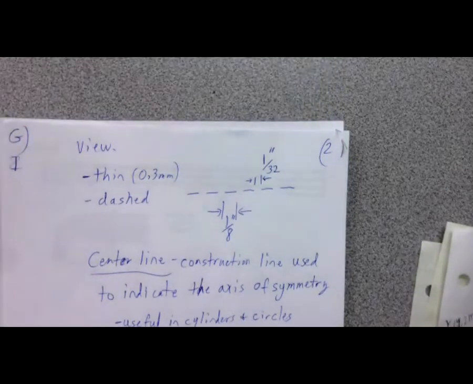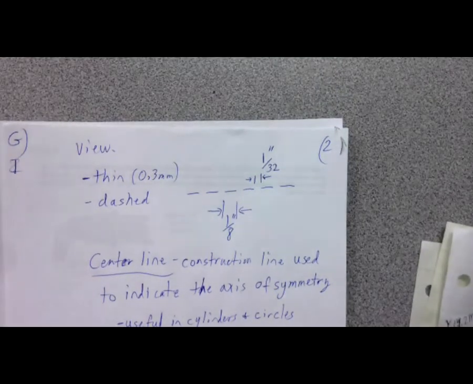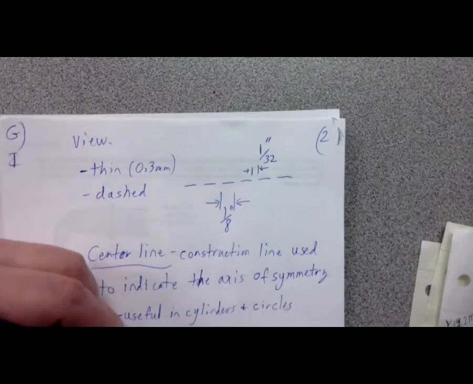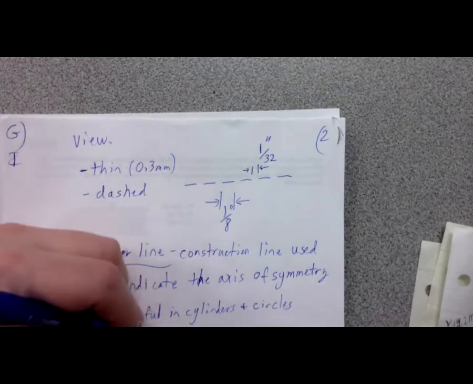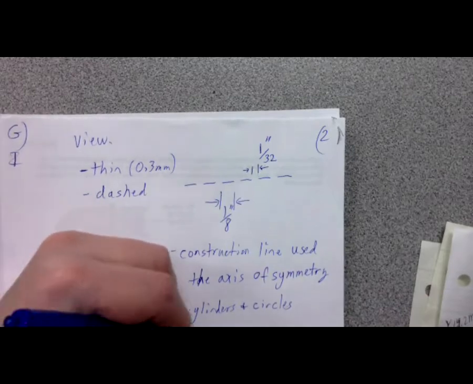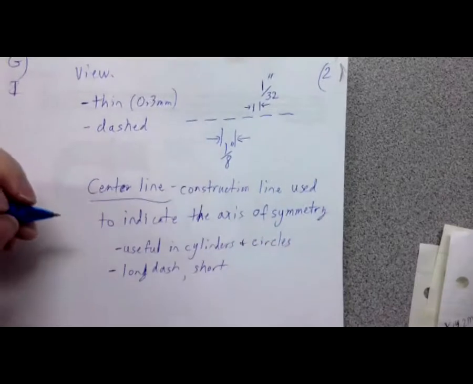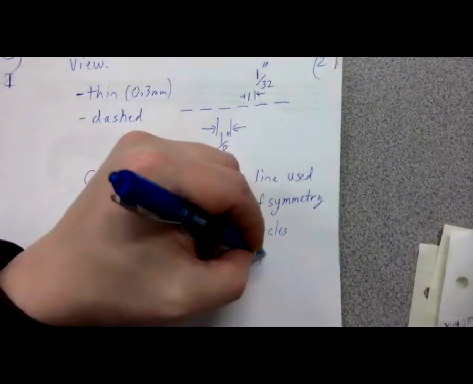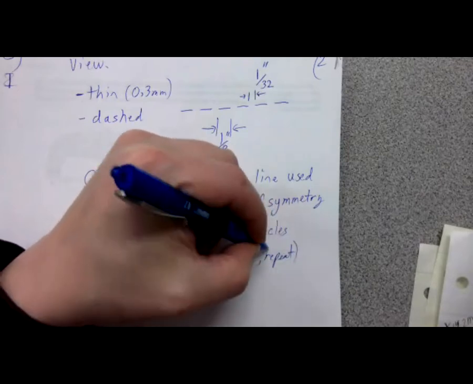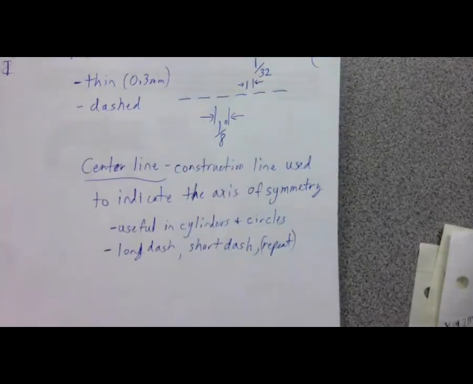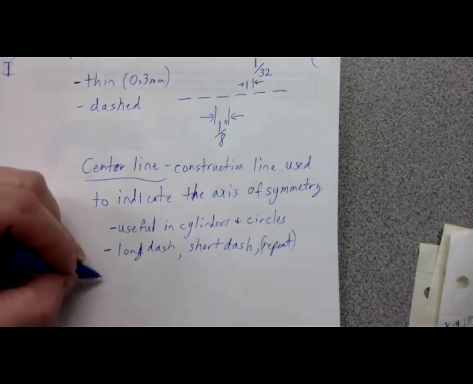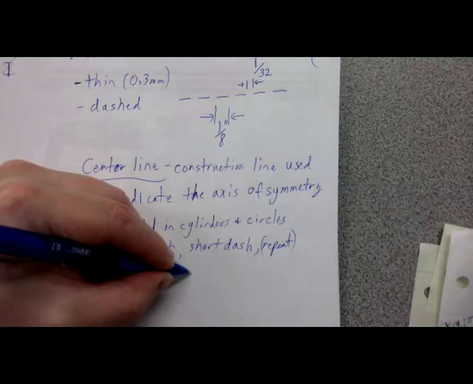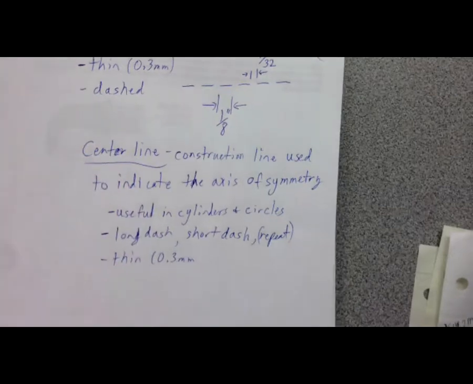Okay, so the center line. Now, the center line, it is a long dash, short dash. Sorry, I'm off the screen there. It's a long dash, short dash, and then repeat. It is thin. And thin is nominally 0.3 millimeters. Just make sure it's thinner than a thick line.